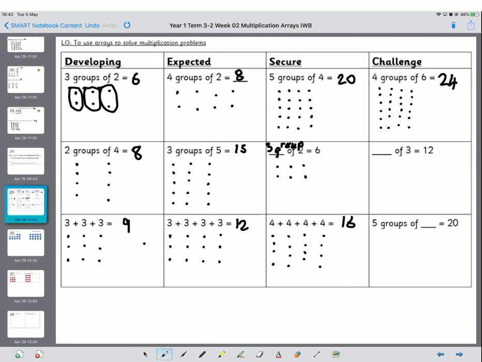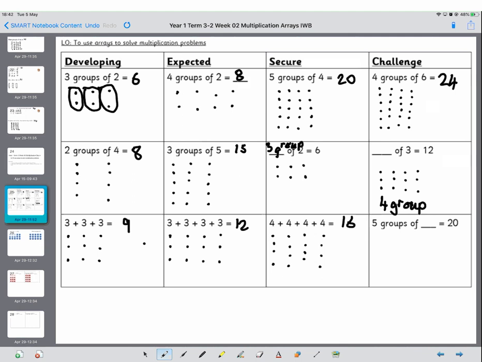So how many groups of 3 make 12? I'm going to write it underneath this time because it looks a mess. That's one group of 3. It's 2 groups of 3, which makes 6. 3 groups of 3 makes, sorry, makes 9. 4 groups of 3 makes 12. I think I said a lot of nonsense there. I'm very sorry. And the last one is 5 groups of what make 20.